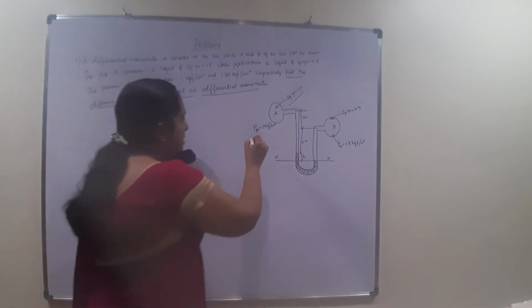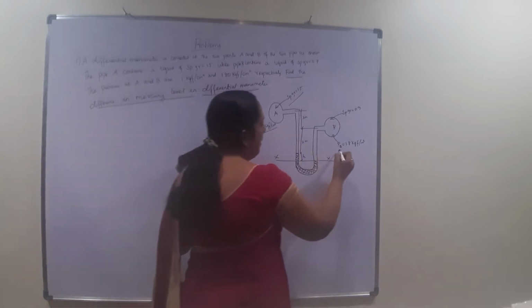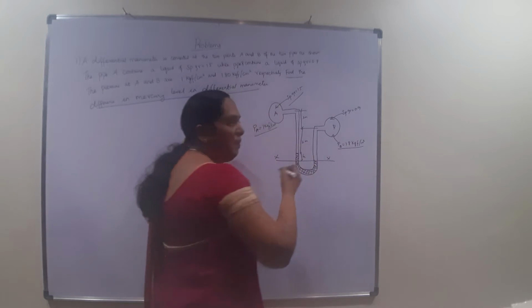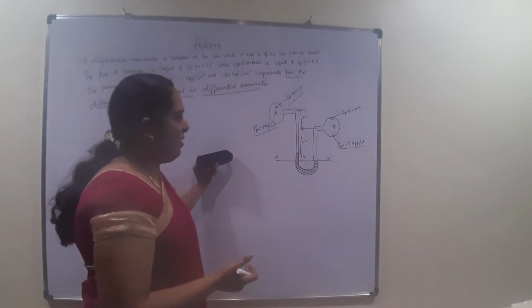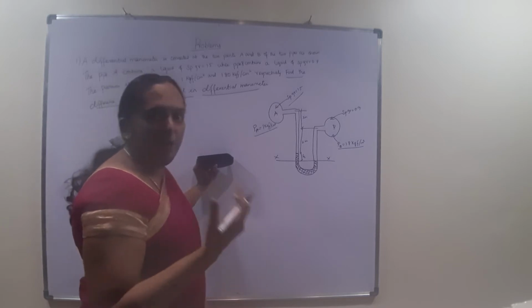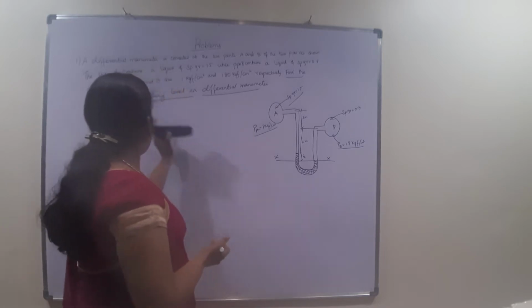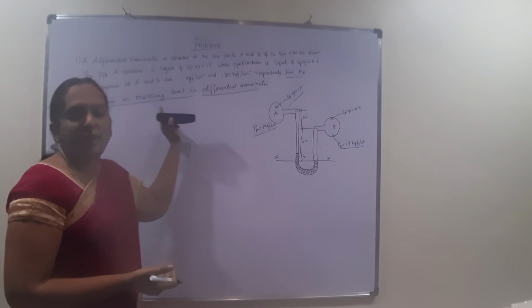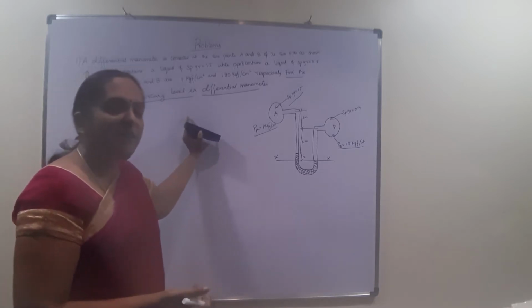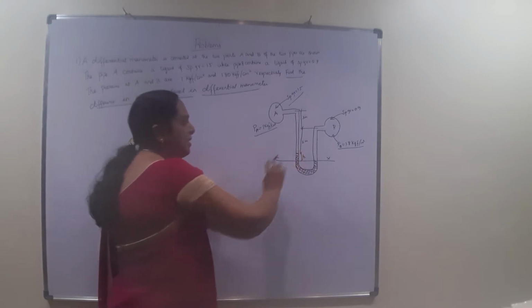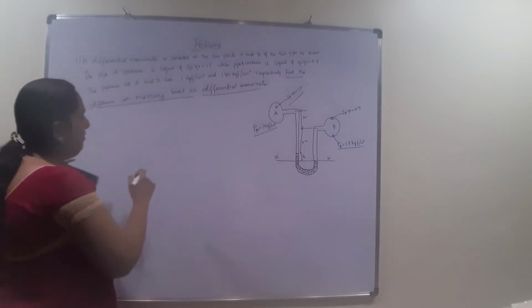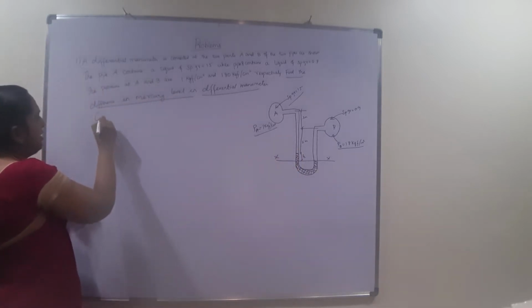Why? Because the pressure PA is given and PB is also given. Normally we used to find out PA and PB or PA minus PB, that is the difference of pressures in a differential manometer. But here they ask you to find out the difference in the mercury level. The difference in mercury level means the height, so h is unknown. That is what they have given in the problem itself.